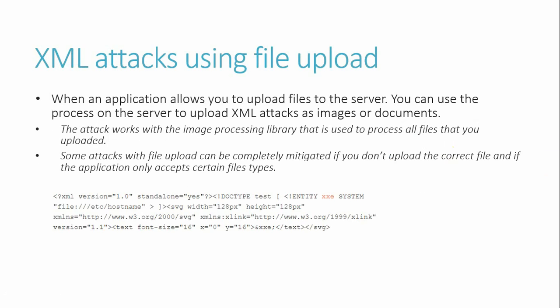So when an application allows you to upload files to the server, you can use the process to upload your XML tags as images or documents. This attack works because the image processing library is used to process all the files you're uploading, and when you do that, you can actually upload errors, bugs, or any other attacks that can allow you to get information or anything else. Some attacks with the file can be completely mitigated if you don't upload the correct file. So you have to make sure you use the correct files if you're wanting to pursue this, because if you don't, it won't even run the processes. It just doesn't figure out the right doc type or the right image type, and it'll completely mitigate it.